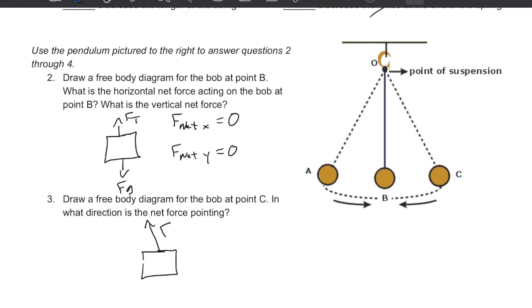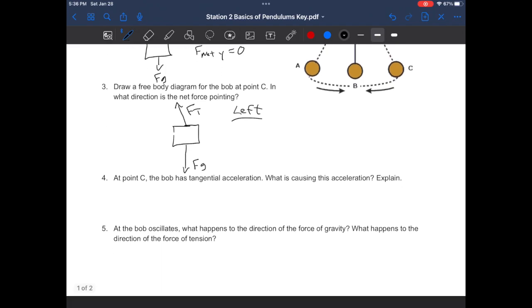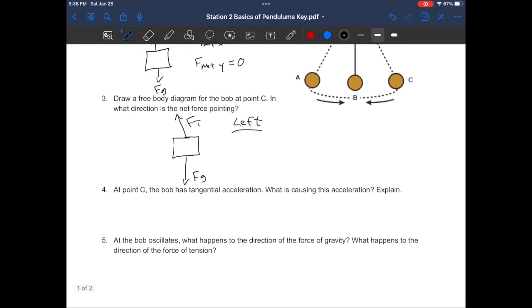In this case, if we look at the diagram, we can see that the tension is actually going up and to the left, and of course the force of gravity is still going down. That has not changed, nor will it ever, so let's not make that mistake anymore. What direction is that net force pointing? It's to the left. We know the restoring force is to the left. That's towards the equilibrium. That's the direction of the net force, the direction of the acceleration.